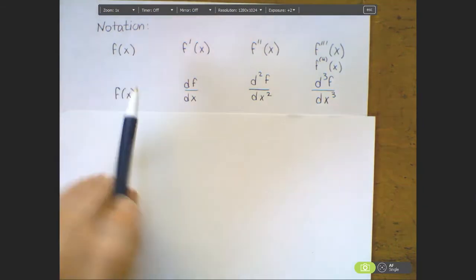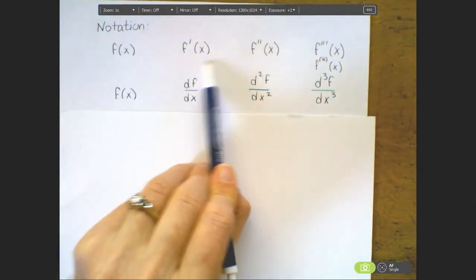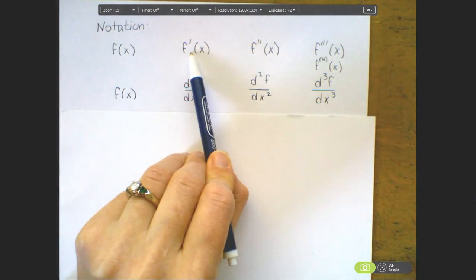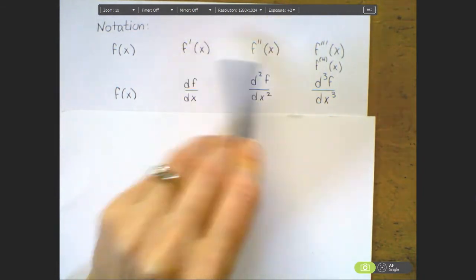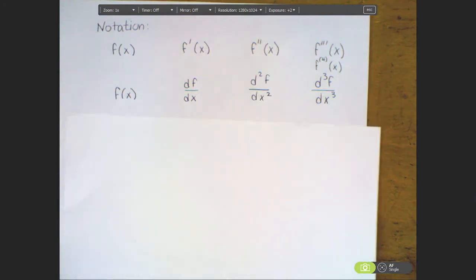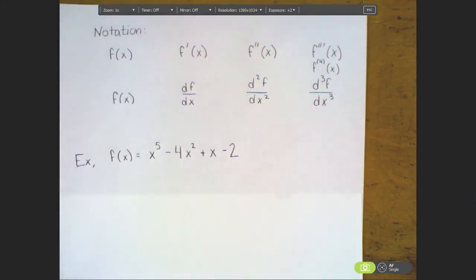And conceptually, it makes sense that if this is our derivative, taking the derivative of our derivative is asking, well, what is the change in our derivative function?